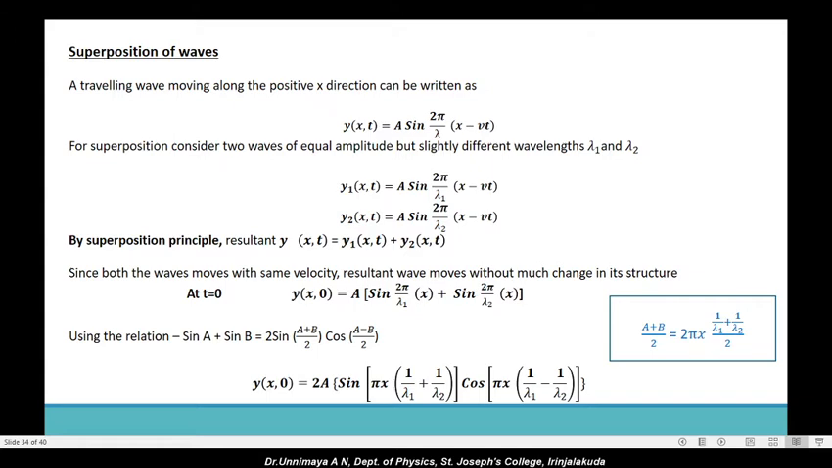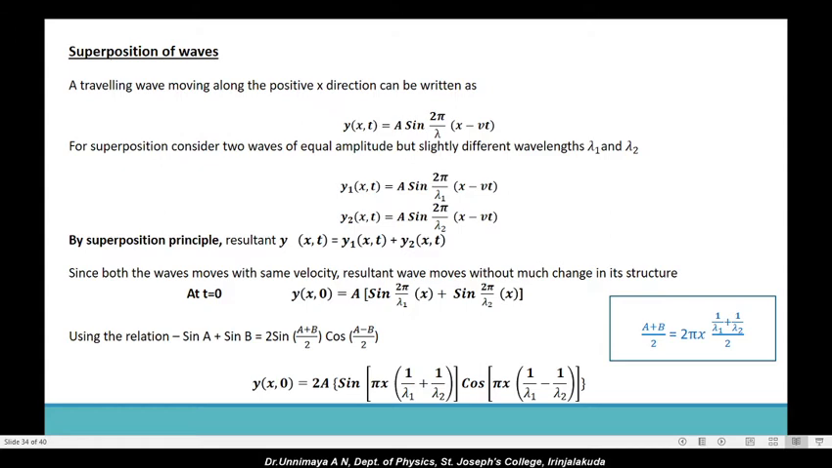In order to consider the superposition of waves, we have to take two travelling waves of almost equal amplitude A and slightly different wavelengths, λ1 and λ2. That is y1 and y2, the two travelling waves.